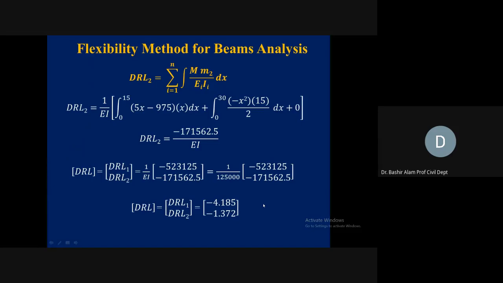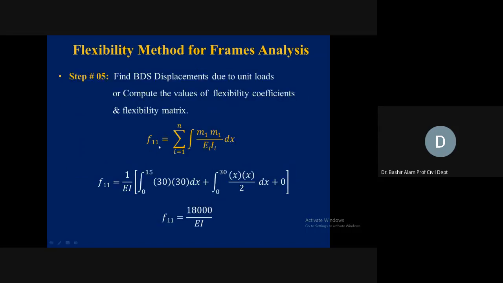Now from the bending moment table, we can find out our flexibility coefficient values also. For F11, we take the product of M1 and M1, and therefore for each member we wrote the M1 and M values. For member AB, it was 30, so 30 times 30. For BC, it was x times x, and for CD, it was 0 times 0. So here again, we take the integral product and put the limits. So we get F11 is equal to 18,000 divided by EI.